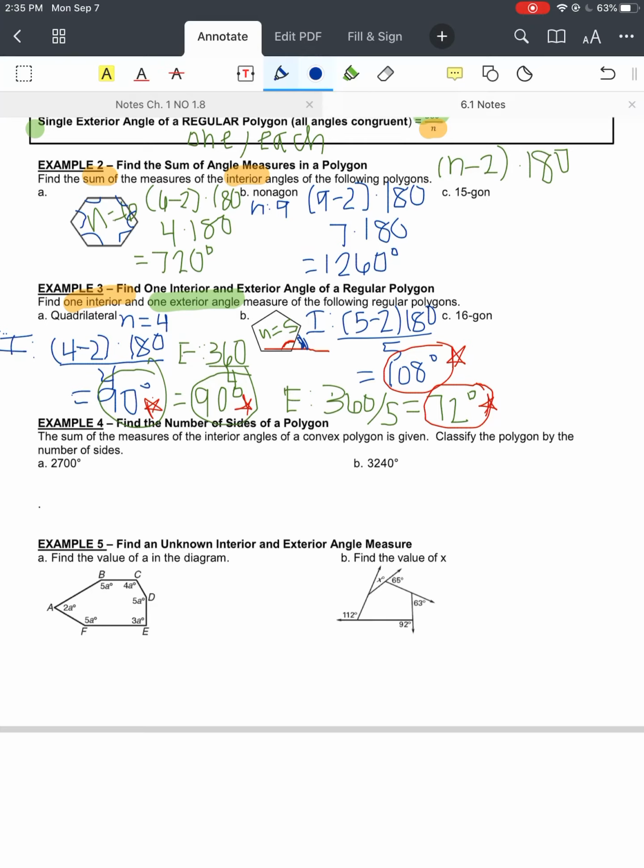So do you have to apply the formula for both the interior and the exterior? Absolutely not. You're more than welcome to just find one of the two and subtract from 180 to find the second one. So choose a method, whatever you would like for letter C, and again, check your answer against the key.